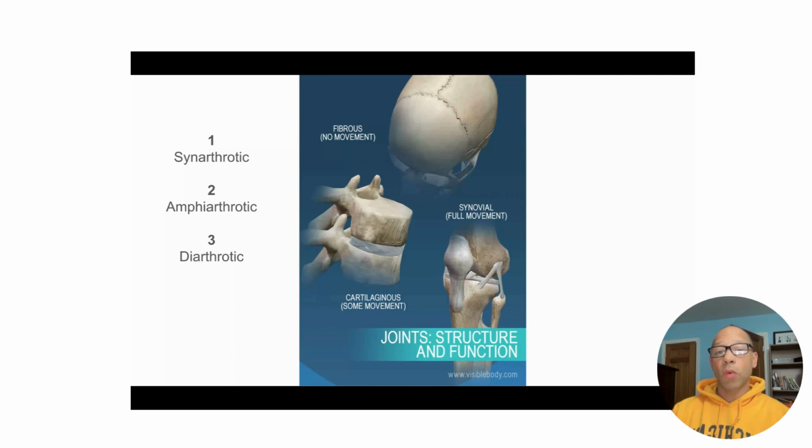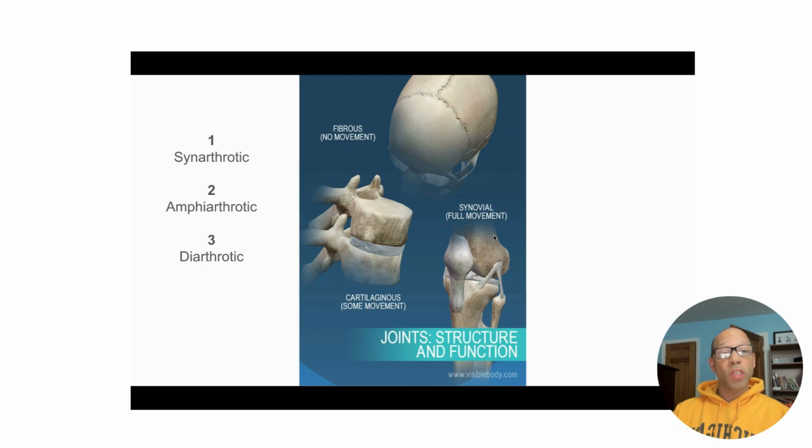Amphiarthrotic is going to be something that allows just a little bit of movement. Right here again, here is a vertebra, here's a vertebra, and here's a disc in between that allows some degree of movement. Not a ton, but you can maybe flex laterally, you can extend and flex forward, maybe a little bit of rotation. That's amphiarthrotic. So cartilaginous joints are also called amphiarthrotic joints sometimes.